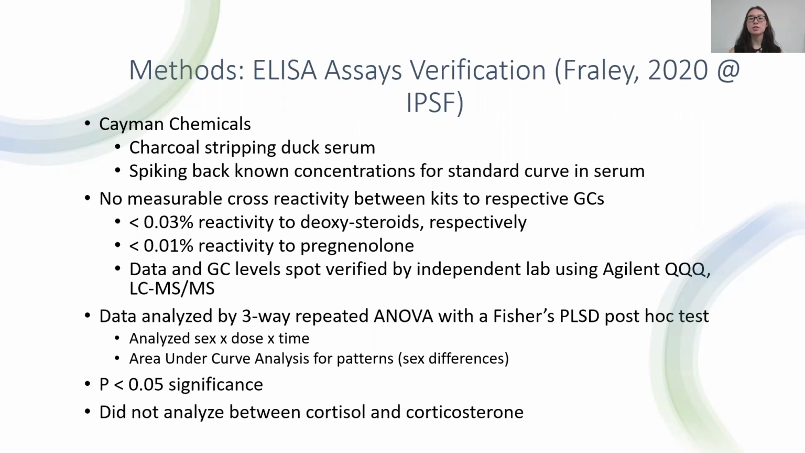And this was done to make sure that the cortisol ELISA kits only gave values for cortisol and vice versa. Mass spectrometry was also used for this verification process. Data was analyzed by 3-way repeated ANOVA with p-values below 0.05 considered significant. And cortisol and corticosterone were not analyzed together because since they are 2 separate hormones, they require different kits and they have different incubation times. So all the analyses were individual.